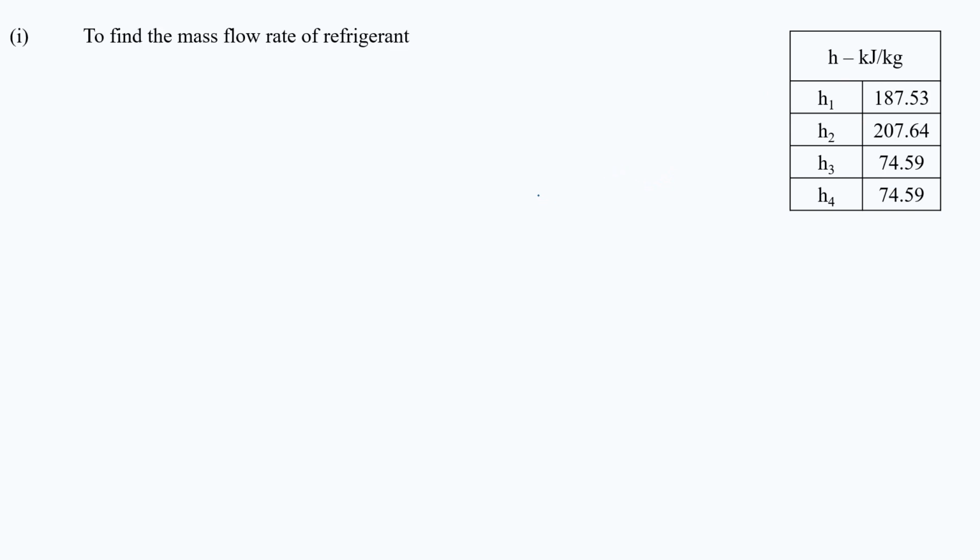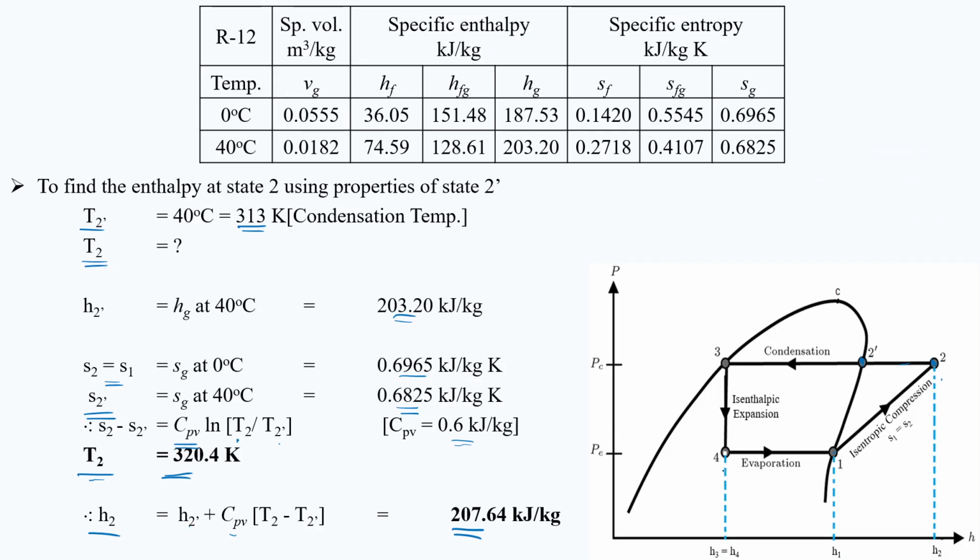Then coming to our next part, we need to first of all find the mass flow rate of the refrigerant. Mind you, the mass flow rate of the refrigerant is always linked with the refrigerating effect. We know from the previous figure that the refrigerating effect is concerned with the evaporation or the change of state from state 4 to 1.